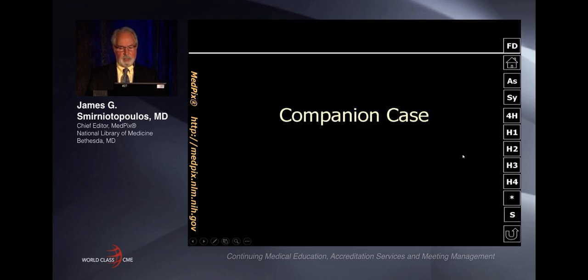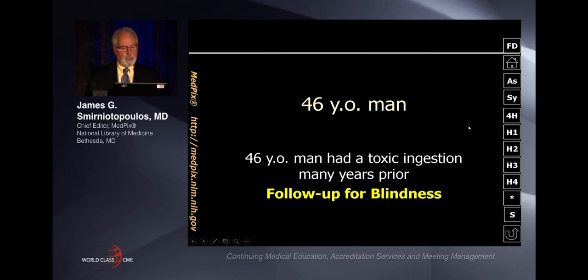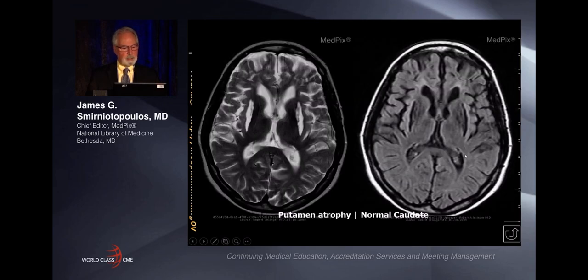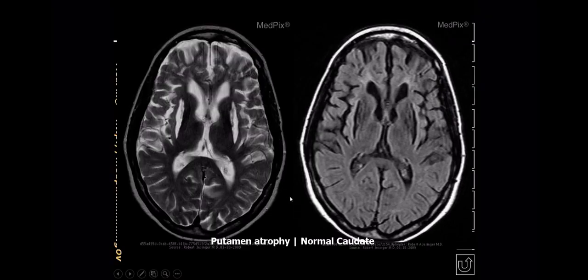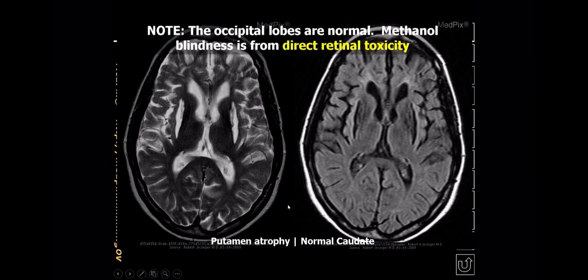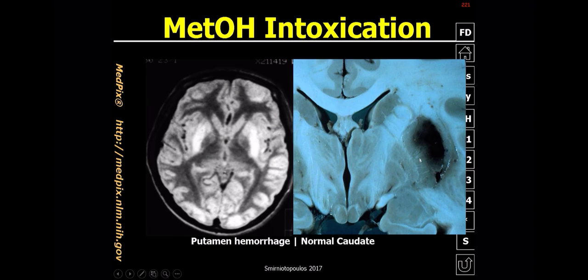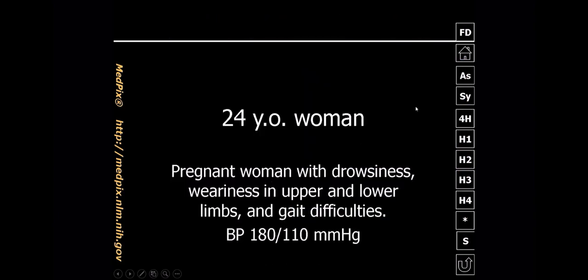There actually are other treatments, dialysis and also fomepizole or antizole is a competitor that will shut off the alcohol dehydrogenase. Companion case for this one, 46-year-old man had a toxic ingestion many years before. This is a follow-up for blindness, and we see here perfectly symmetric lesions involving the lateral portion of the lenticular nuclei, involving the putamina bilaterally, no lesions at all in the occipital lobes. Just as a reminder, methanol causes blindness by toxicity to the retina, not by causing toxicity to the gray matter of the occipital lobe. So it's retinal toxicity. So again, this is a different patient here, but the lesion in this patient is strictly limited to the putamen and doesn't involve the caudate nucleus in this patient with methanol intoxication.